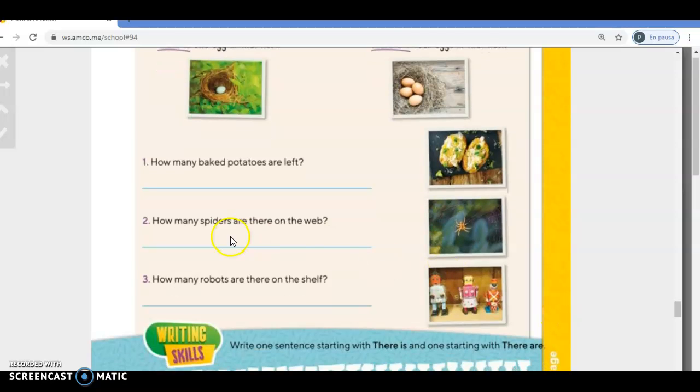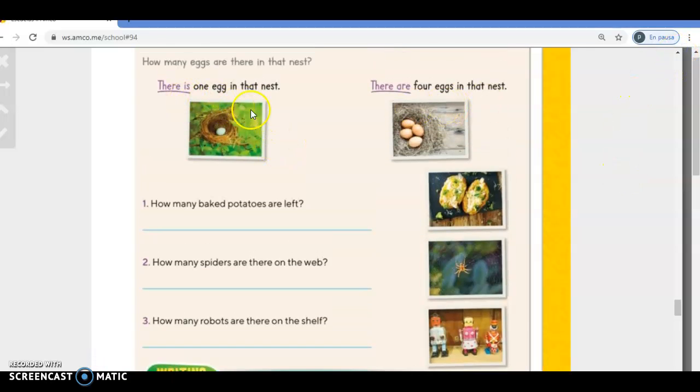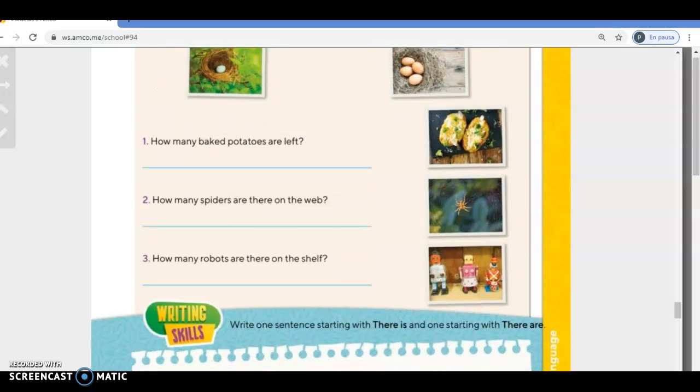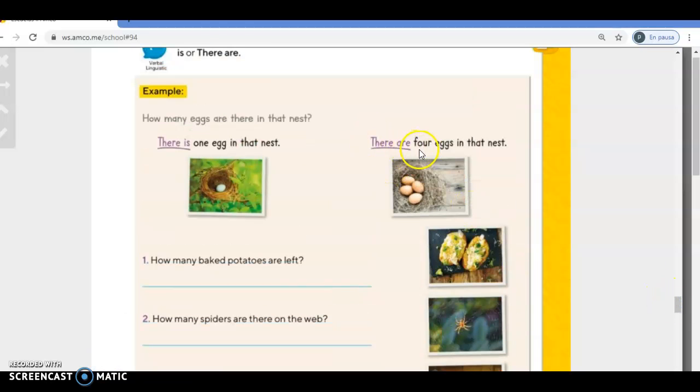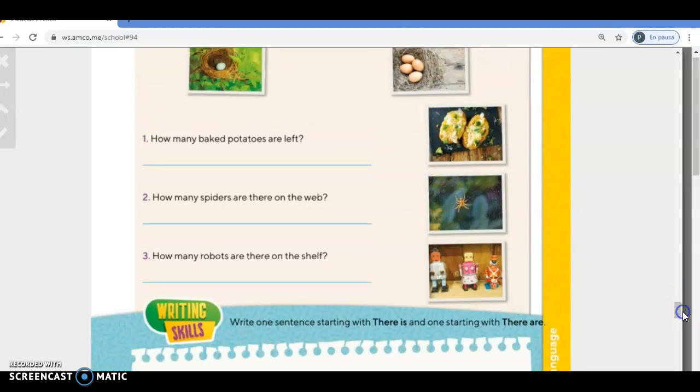Number two, how many spiders are there on the web? I see just one. So my answer is there is one spider on the web. Number three, how many robots are there on the shelf? Help me to count. One, two, three. So the answer is there are three robots on the shelf. Excellent.